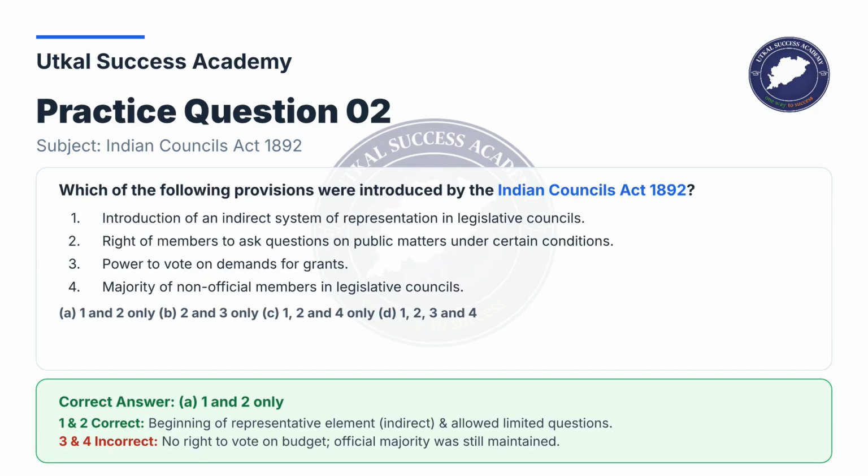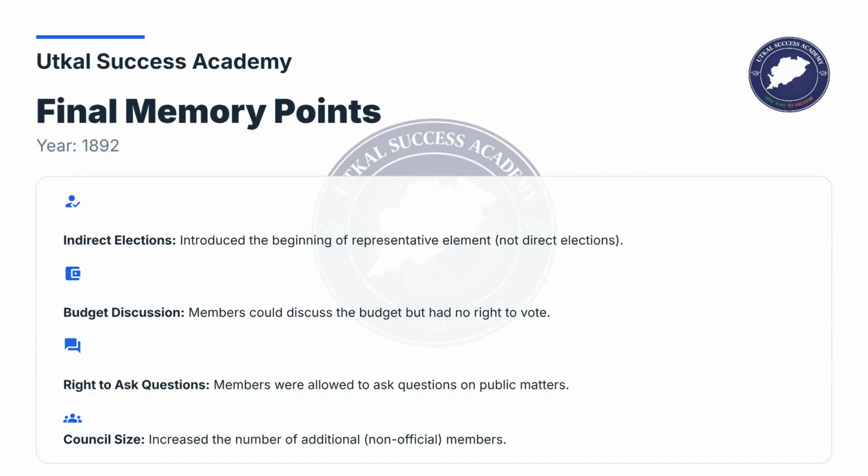Question 2 examines the core provisions of the 1892 Act. It introduced the indirect system of representation and the right to ask questions. However, members could not vote on the budget, and the official majority was maintained. Option A is correct. The final memory points for the 1892 Act.